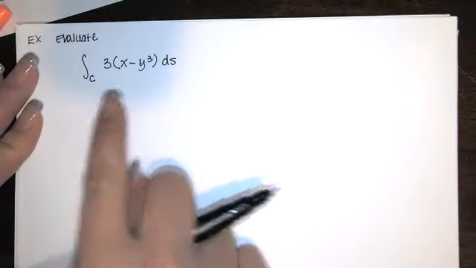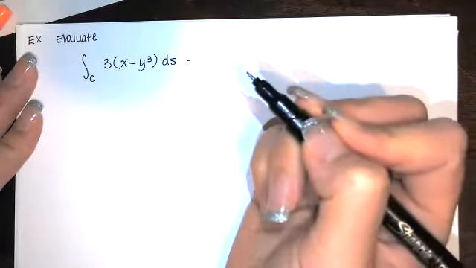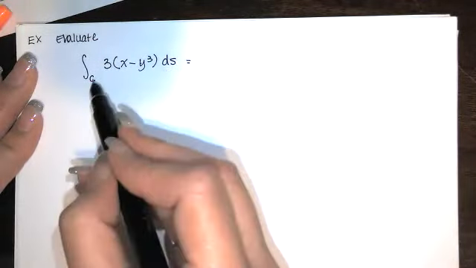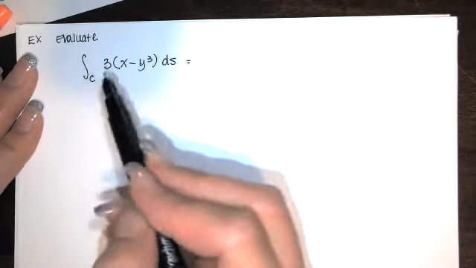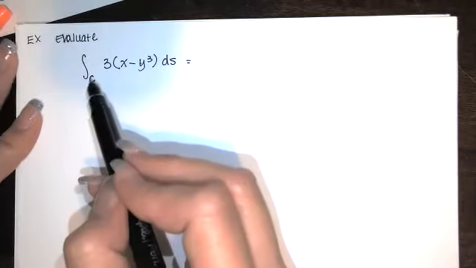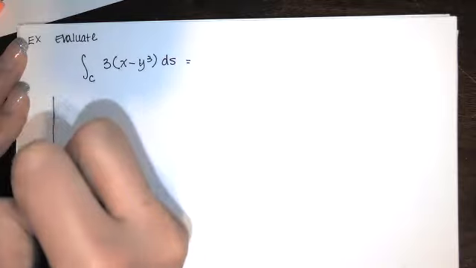So you need this function written in terms of t, and you need ds written in terms of t. And when we say the line integral over C, we're going to start at some value of t and go to some other value of t. So our curve C looks like this.